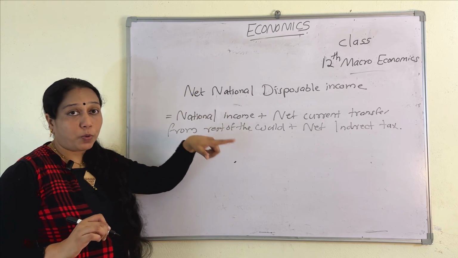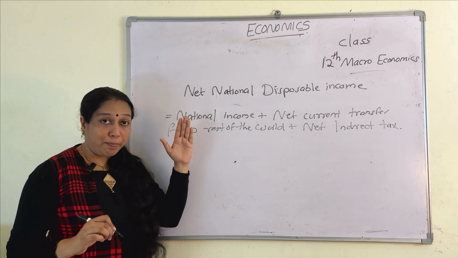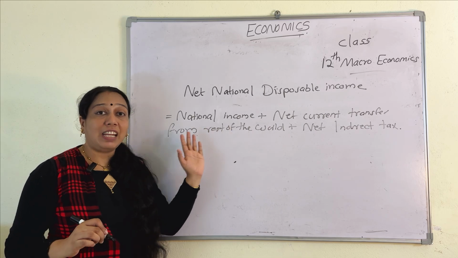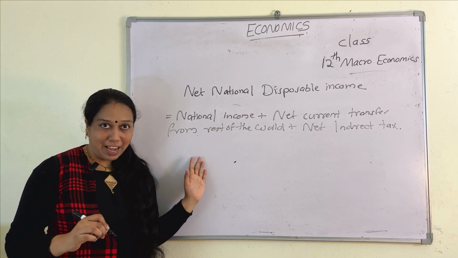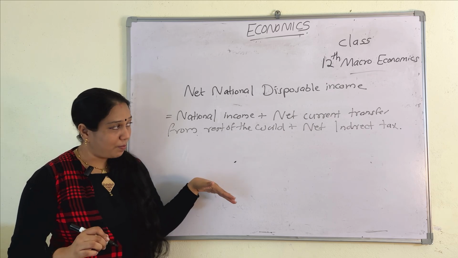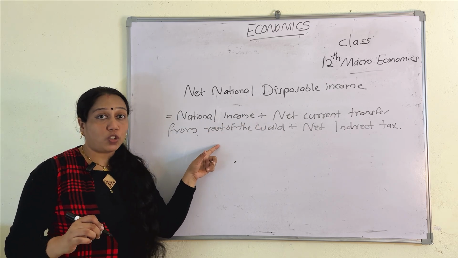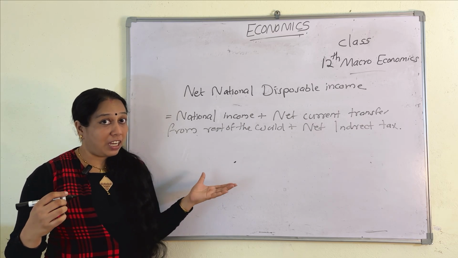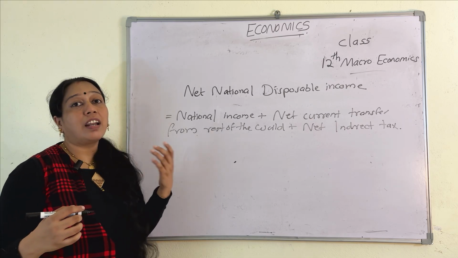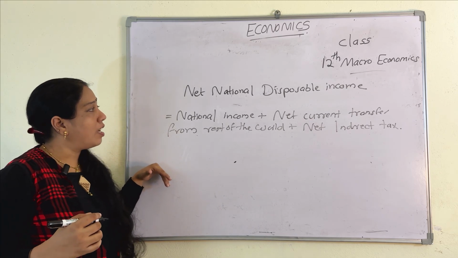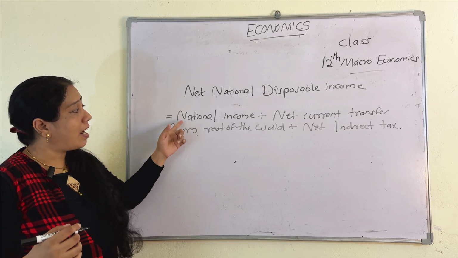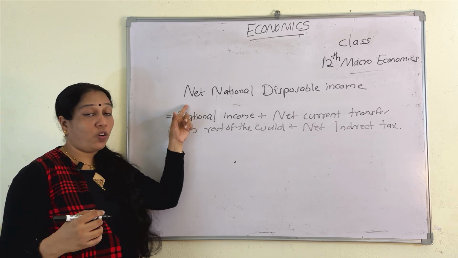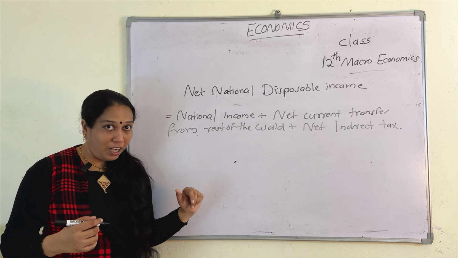So net national disposable income, the formula is national income plus net current transfer from the rest of the world plus net indirect tax. How to find out the net indirect tax? You know that is indirect tax minus subsidy. And net current transfer from the rest of the world means from abroad we are getting what? Gifts, subsidies, remittances, all that we are getting. So that is net current transfer from the rest of the world. So national income plus net current transfer from the rest of the world plus net indirect tax, that is the formula to find out the net national disposable income.